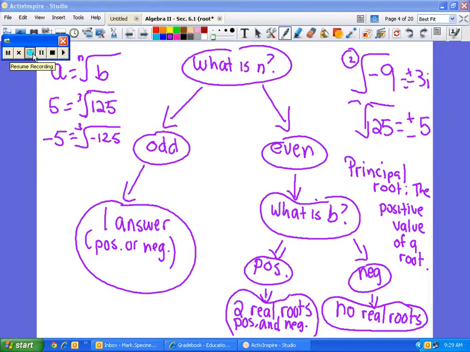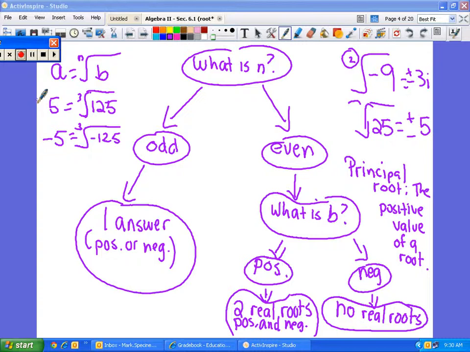Okay, so basically this flow chart details how many roots there are. It doesn't tell you what the answers are, but it will tell you how many answers there are. So again, if we look at our general form, which is that a is equal to some root of b, we're focusing on the index. What is the number outside the radical sign?